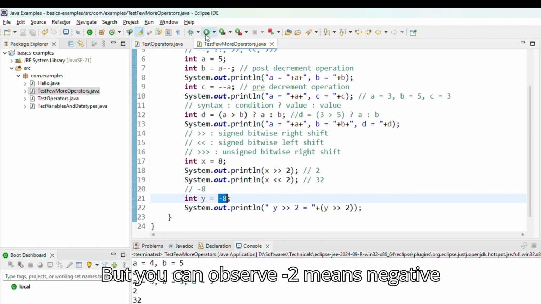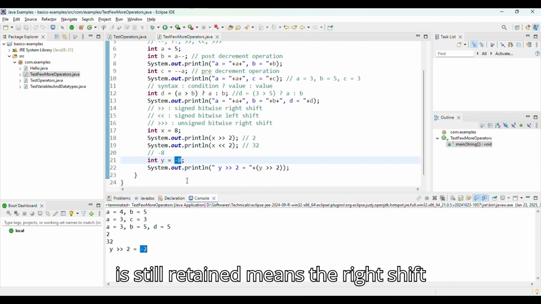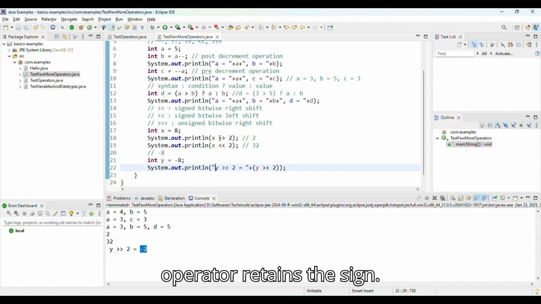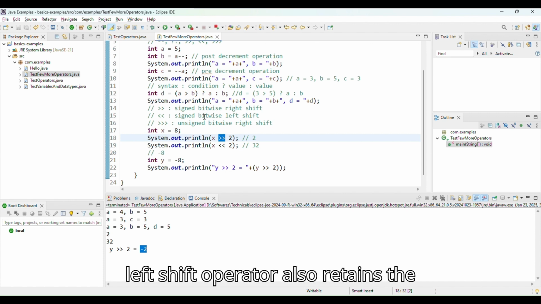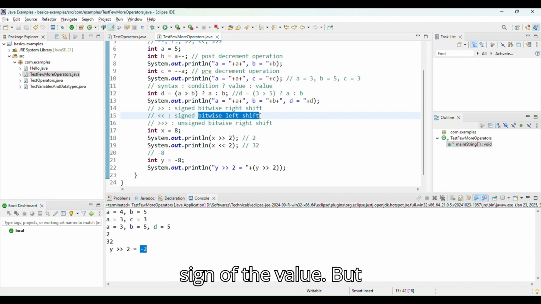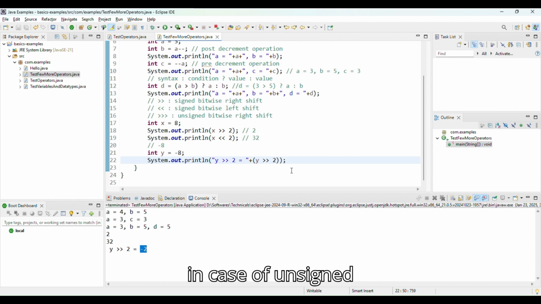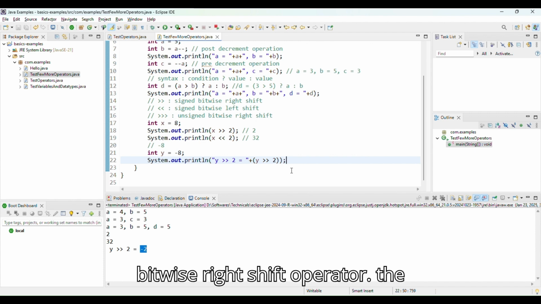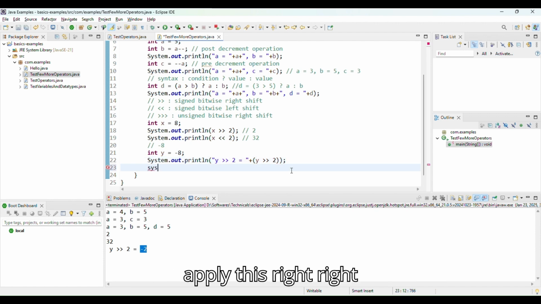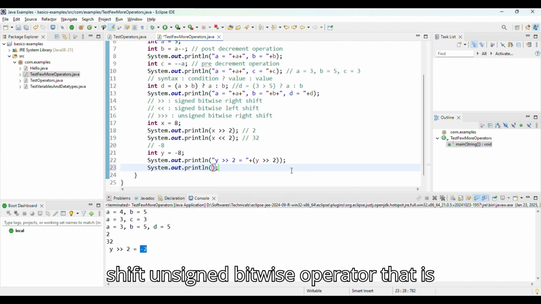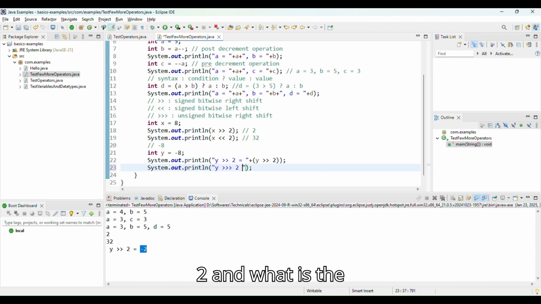But you can observe minus 2 means the negative value is still there, meaning the right shift operator retains the sign. That is why it is called signed. Even the left shift operator also retains the sign of the value. But in case of the unsigned bitwise right shift operator, the negative also will become positive. Let me apply this unsigned right shift operator, that is y, 3 times greater than symbol, 2.